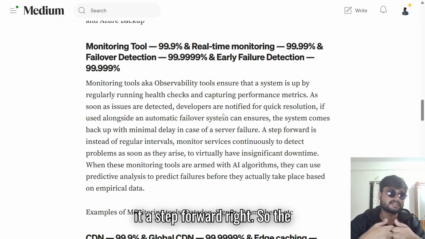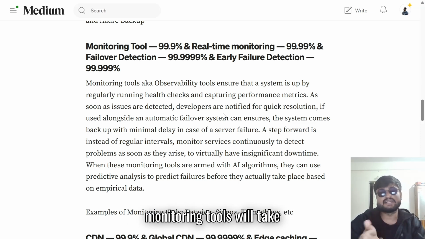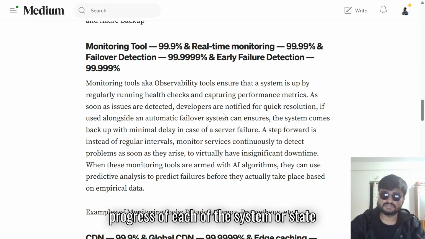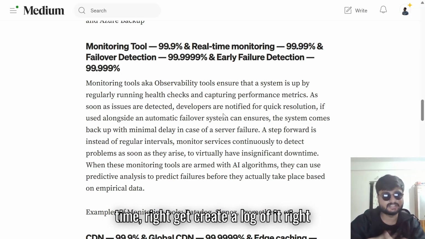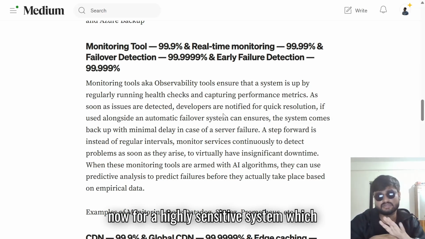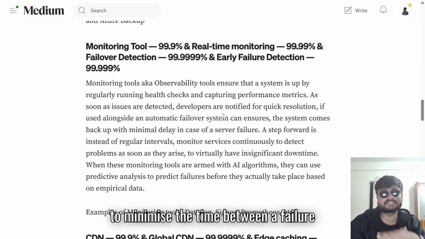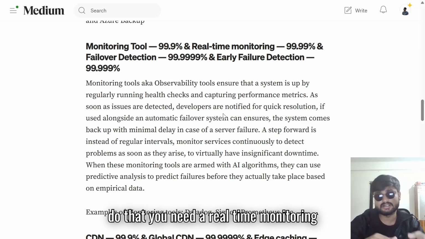Now how to take it a step forward? Usually the logic is that these monitoring tools will take a health check of your system, track the progress or state of each of the systems at equal intervals of time, and create a log of it. Now for a highly sensitive system which needs higher availability, you need to minimize the time between a failure and the detection of failure. To do that, you need a real-time monitoring system.